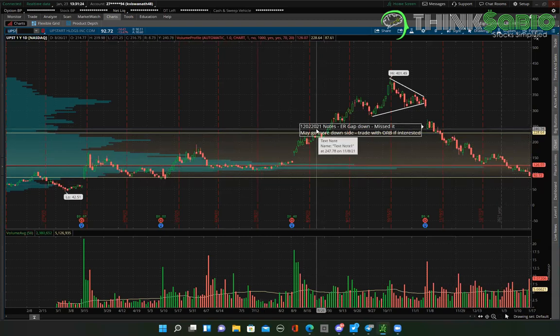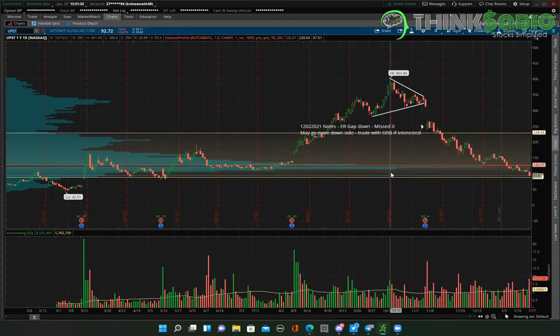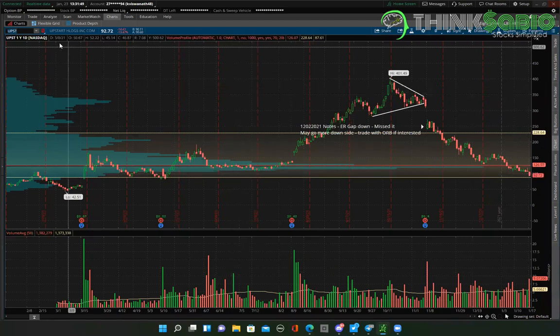So you have to understand. And I think this is a note that I made to myself, 12/02/2021 in December: ER gap down, missed it, may go more downside, trade with ORB if needed. This is a note I made at this candle. For some reason, I did not trade Upstart, but if I would have traded, it went really from $250 all the way to $92. This would have been a game-changing and account-changing trade for me, but I did not trade.